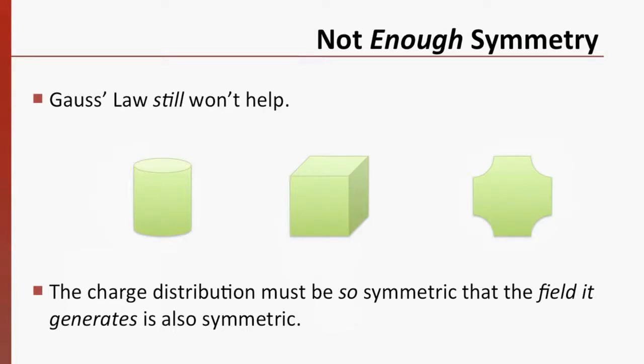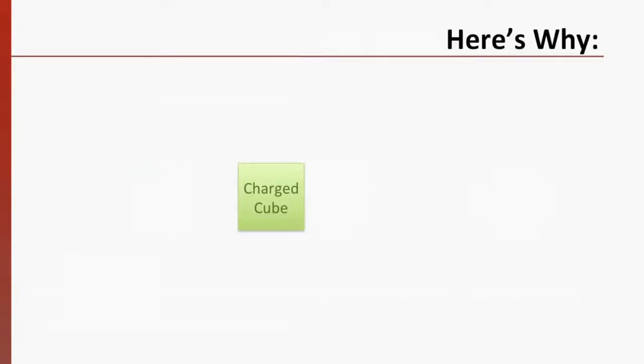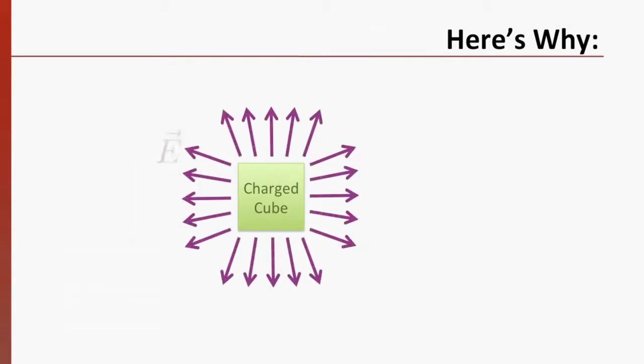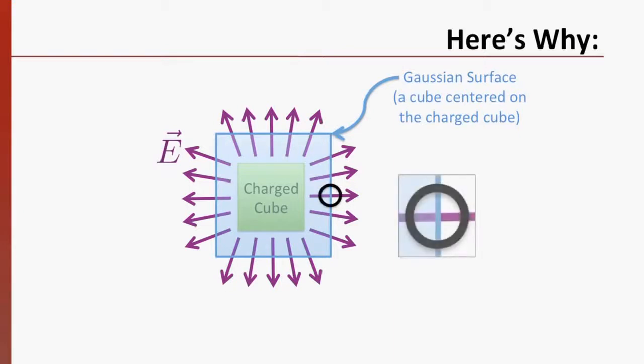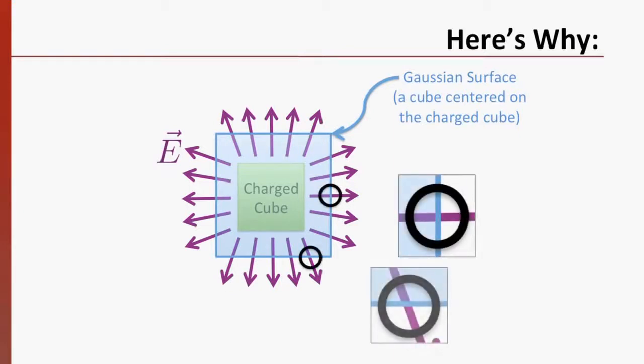Let us show why. Let's say we have a charged cube, which is certainly a symmetric object. We can draw the field from it fairly easily. If we place a cubical Gaussian surface around the charge, we can see the problem. The field and the surface have different angles in different places. There's some symmetry here, but not enough to allow us to pull everything out of the integral.